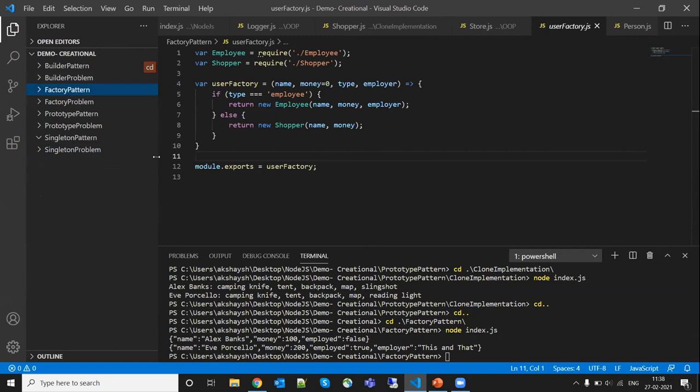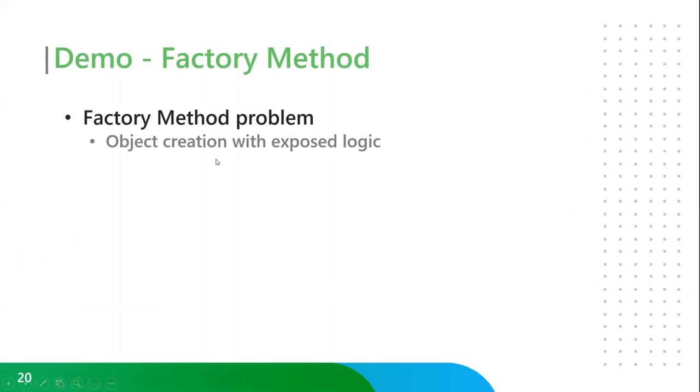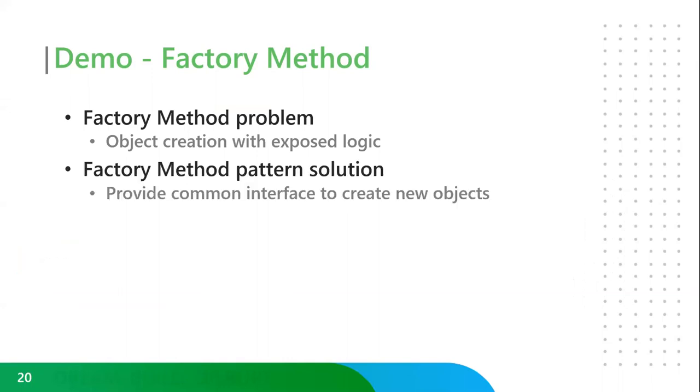This will be helpful if we have a lot of persons that we need to create. Suppose there are hundreds of classes that we need. Using such a factory will help to hide all the encapsulations and details from the client. So the problem is that when we create an object, we expose the logic. The solution is to provide a common interface, like the user factory, to create new objects. Right, so moving to the builder pattern.